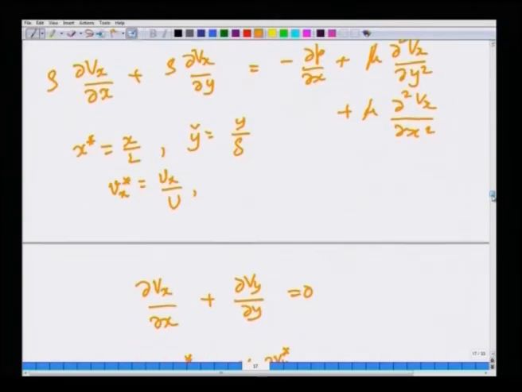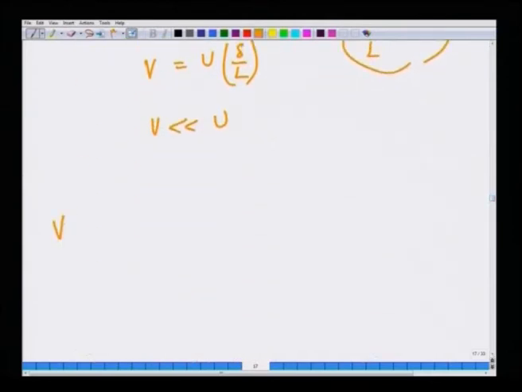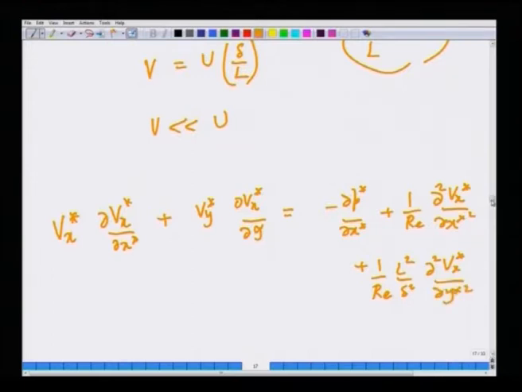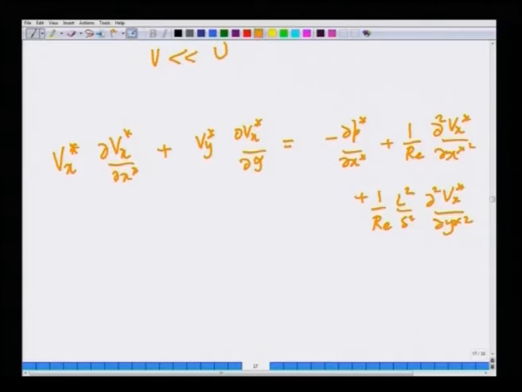Okay, so, when we use all this information back in the x momentum equation, you will find that V x star partial V x star by partial x star plus V y star partial V x star by partial y tilde is equal to minus partial P star by partial x star plus 1 over Re partial squared V x star by partial x star squared plus 1 over Re L squared by delta squared partial squared V x star by partial y tilde squared. Okay. Because we are using a different length scale for non-dimensionalizing the y coordinate, we are getting this new term.